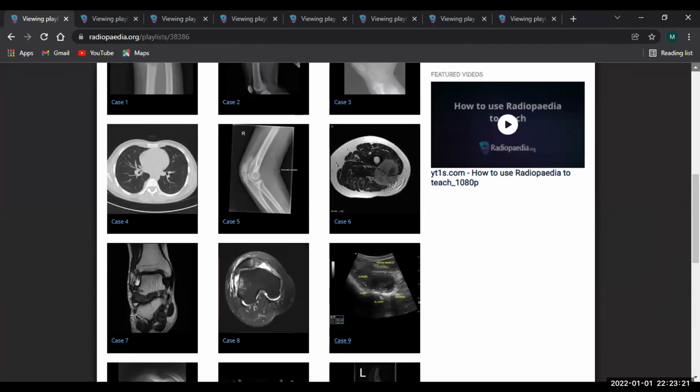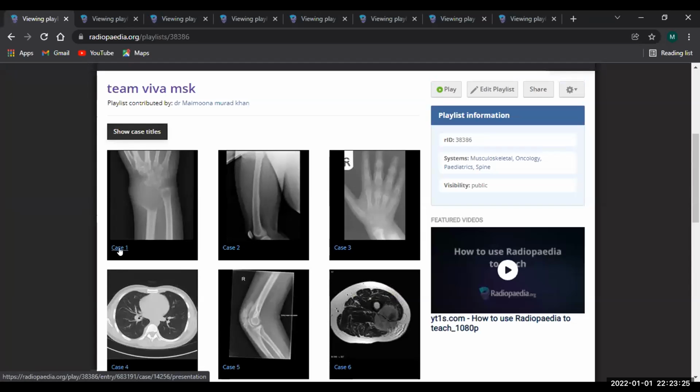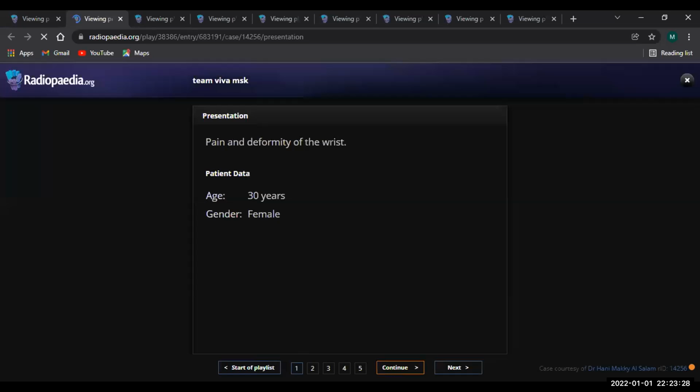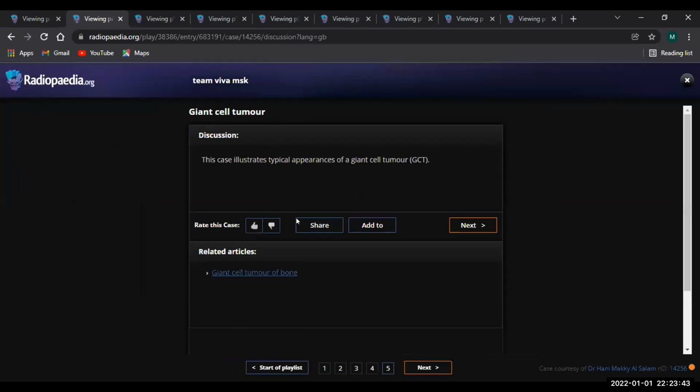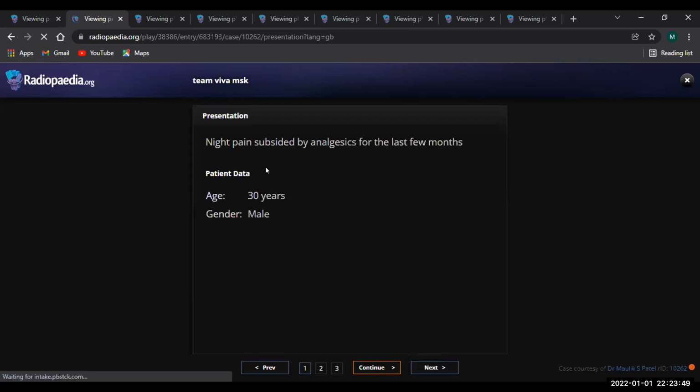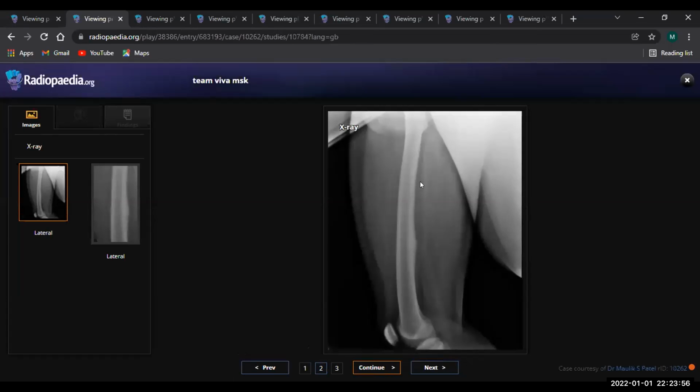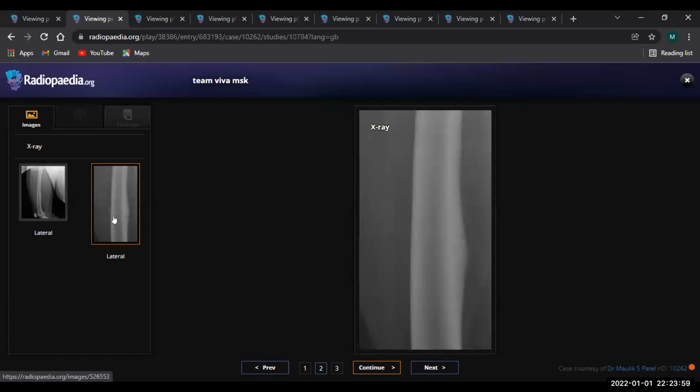That one was, you were fine with the giant cell tumor, and you gave good differentials with this case, and this is giant cell tumor. And this is a 30 years old male with pain in the femur, and this is a case of osteoid osteoma with a lucent nidus in the center, and it needs radiofrequency ablation.